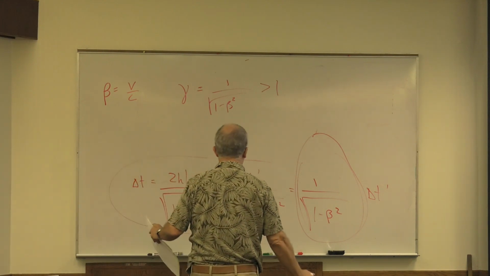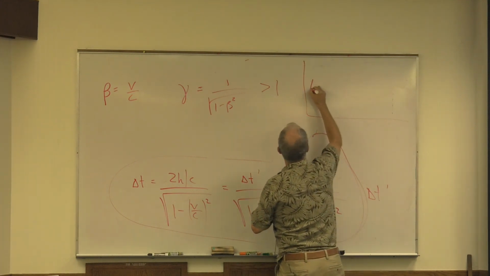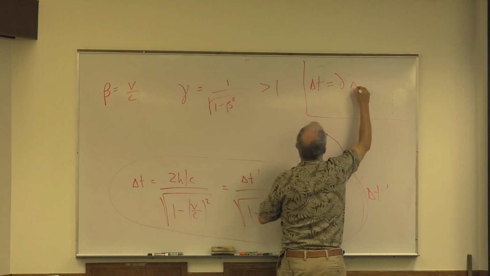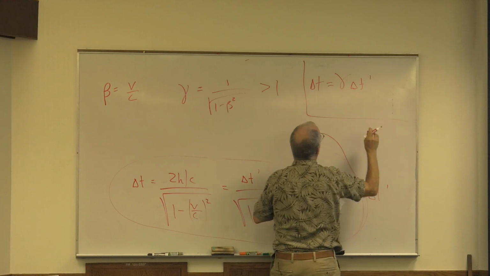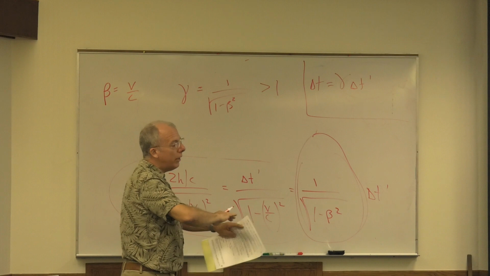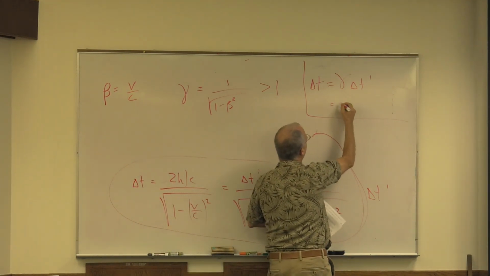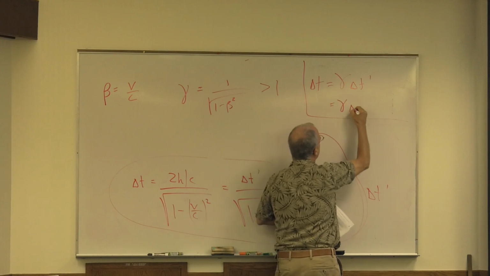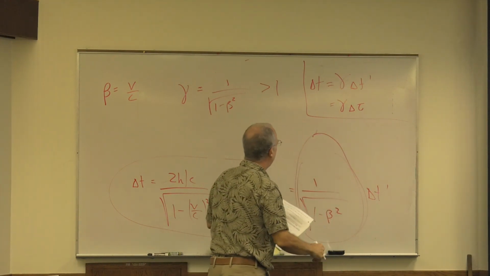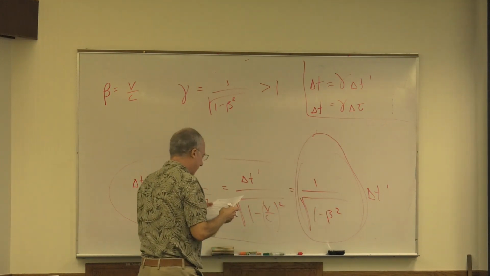All right, so now let's just summarize. What we've said is that delta t equals gamma delta t prime. So delta t is not the same thing as delta t prime. Now, some people, like Randy Knight, write it like this: gamma delta tau, the Greek letter tau. So they say that delta t equals gamma delta tau.